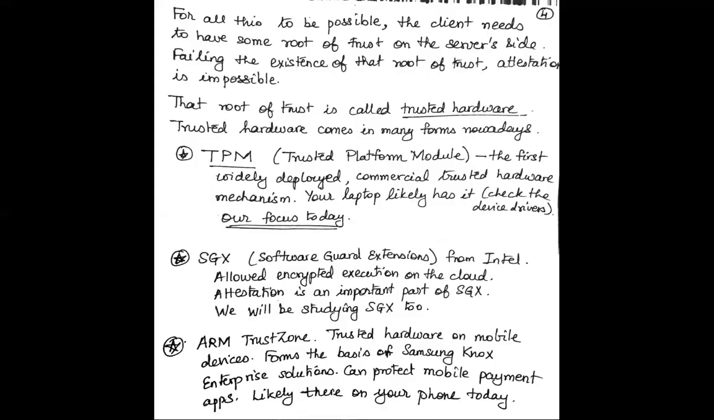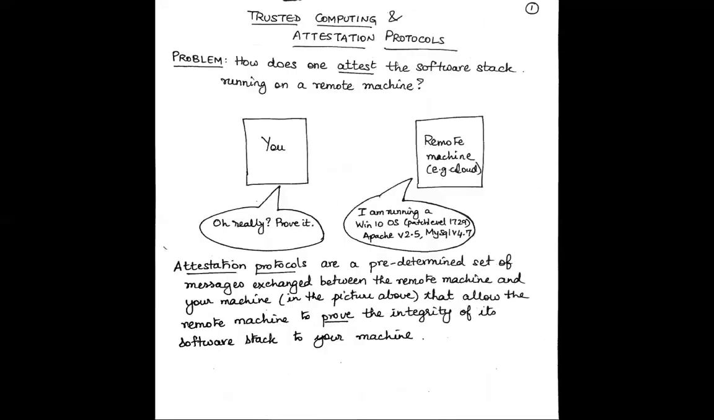Okay, so I will make clear what this root of trust is shortly, but the idea is that there needs to be some basis of trust, because otherwise, if you don't have any basis of trust, this remote server just makes this claim: okay, I'm running Windows 10 patch level 1729, blah blah blah. You can just believe it, right? But will you believe everything this remote machine is saying? No, because the remote machine can just lie, right?